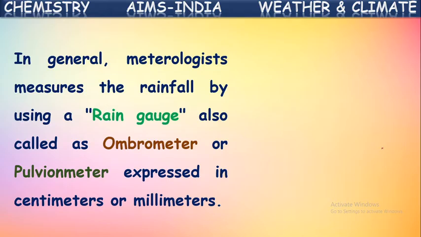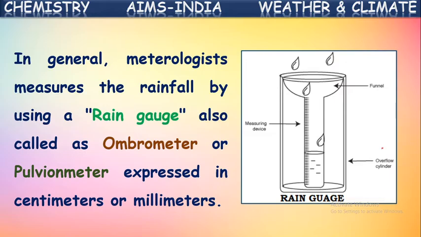In general, meteorologists measure the rainfall by using a special instrument called a rain gauge. This is a rain gauge. Farmers generally estimate the rainfall just by observing the wetness in the soil, but it is not an exact measurement, just a rough one. To know exactly how far it rained, there is a special instrument used to measure rainfall, called a rain gauge, which is also called an ombrometer or pulvinometer. Rainfall is generally expressed in centimeters or millimeters.